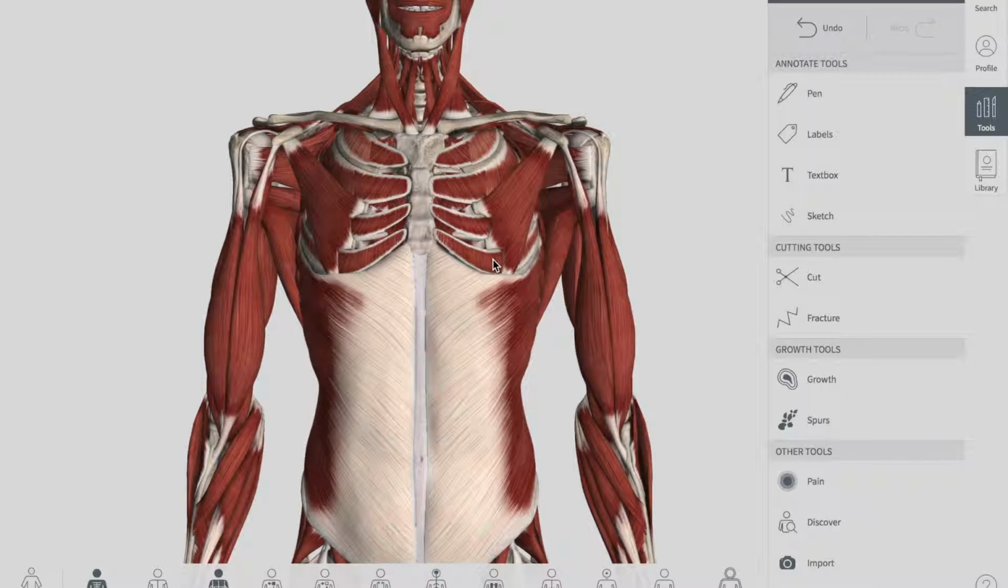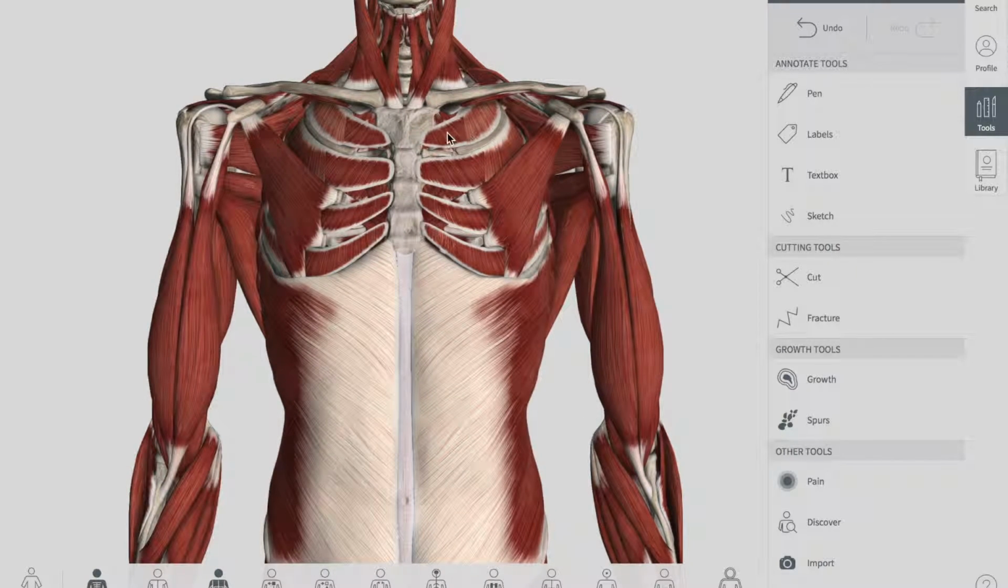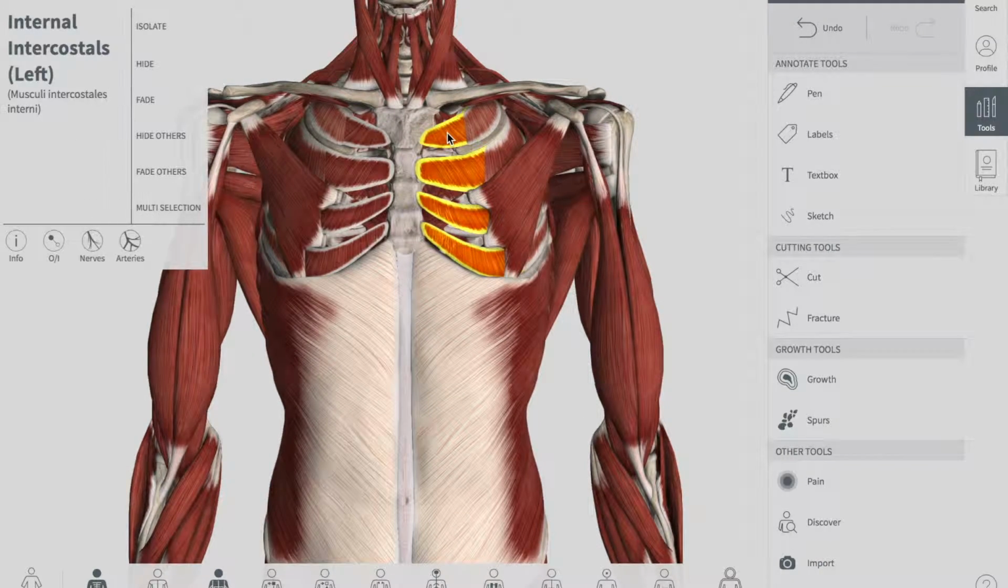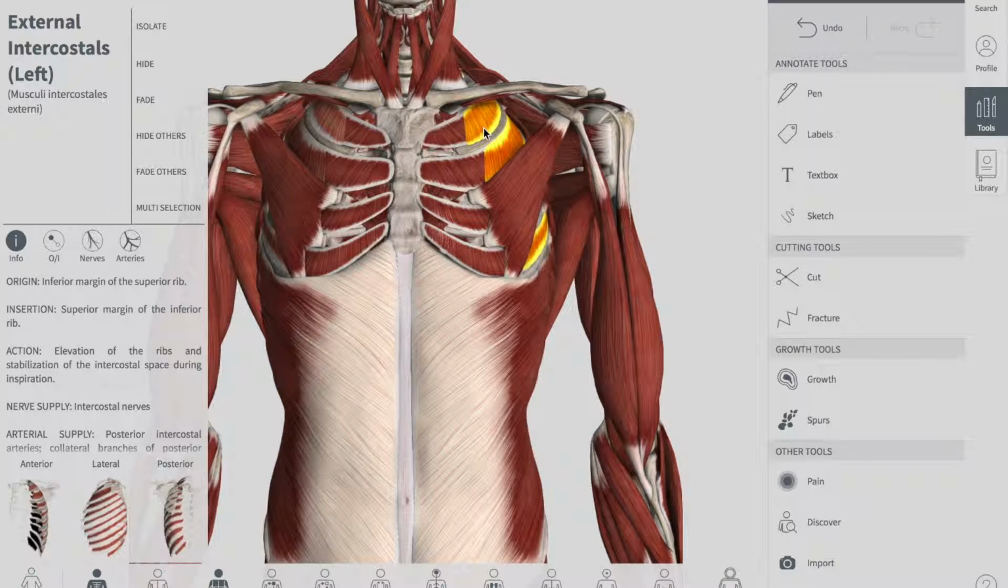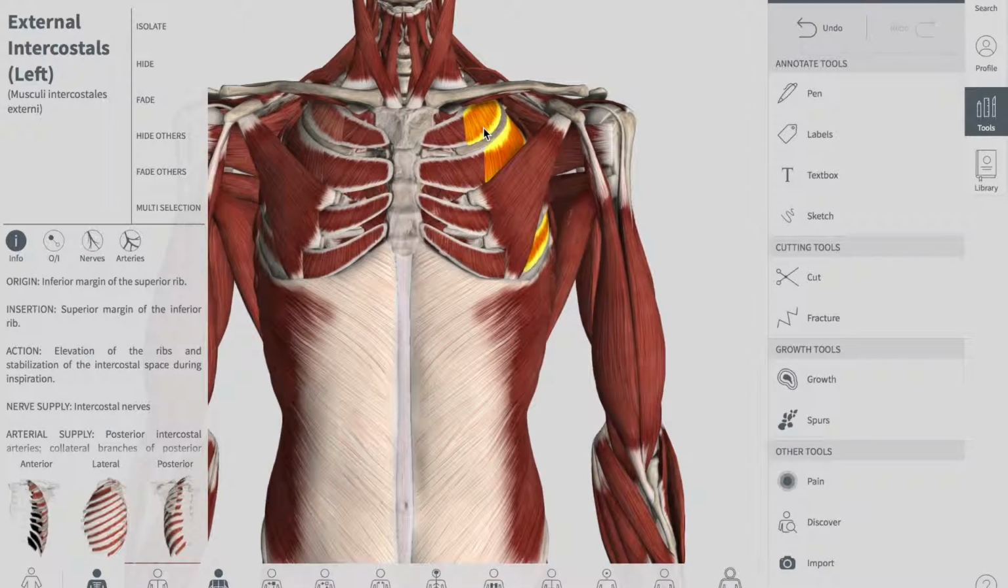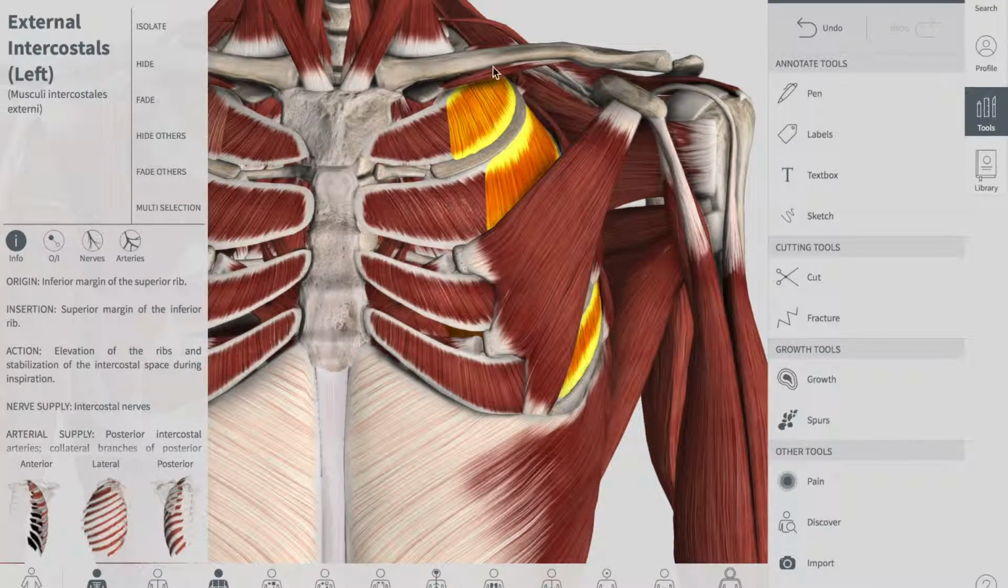Here you go. Now we have just removed the chest muscles, and you can see this muscle on the sides, which is called the external intercostals. Their fibers are directed downward. You can see them closely. Their fibers are directed downward and forward.